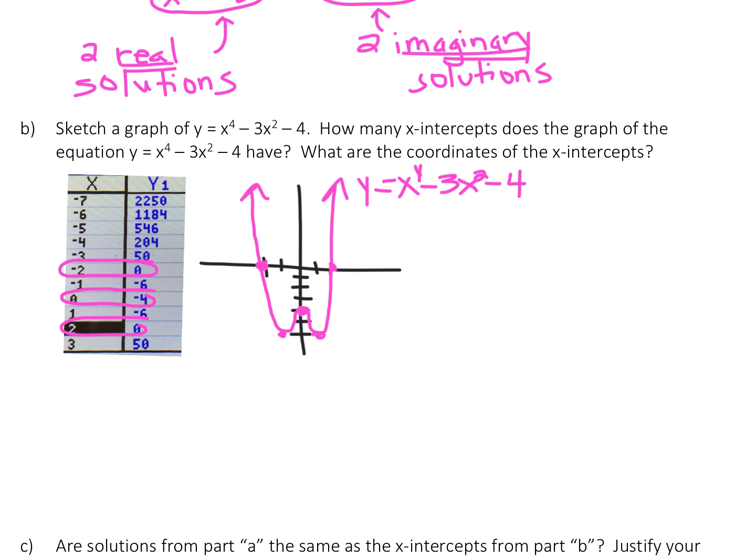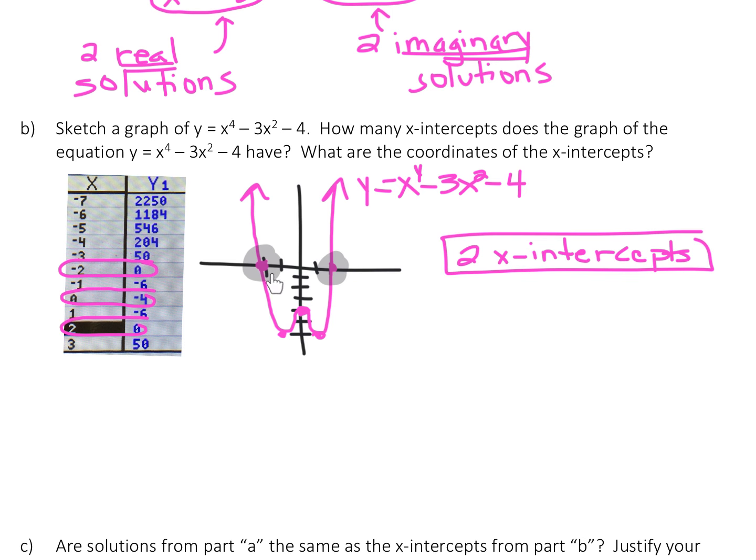Okay, so it says, how many x-intercepts does the graph of the equation have? So we could see right here, we have an x-intercept here and another one right here. So we have 2 x-intercepts. Then it wants to know what are the coordinates of the x-intercepts. All right, well, our coordinates are -2, 0 and 2, 0.